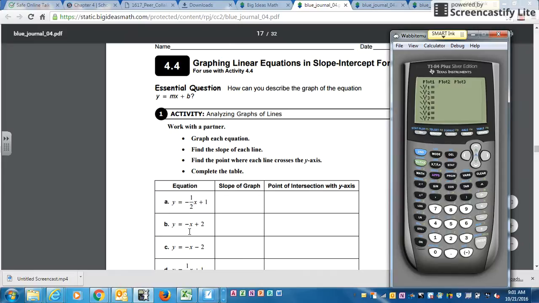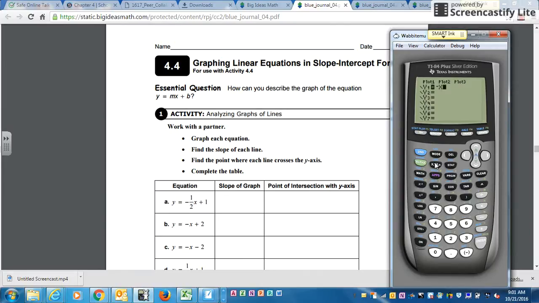Now, next problem is y equals negative x plus 2. So negative x plus 2. Now we're going to graph. Okay? Now, notice it's a negative slope. The line goes down because we have a negative. So we should expect that.